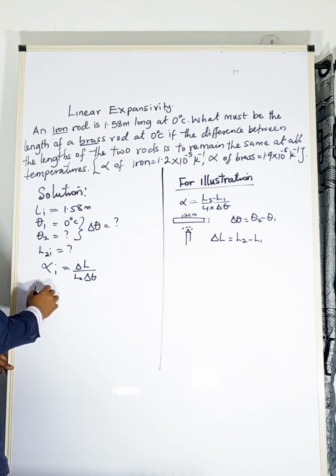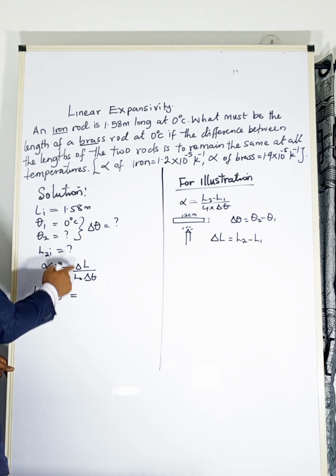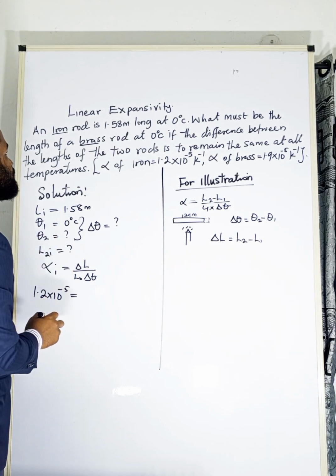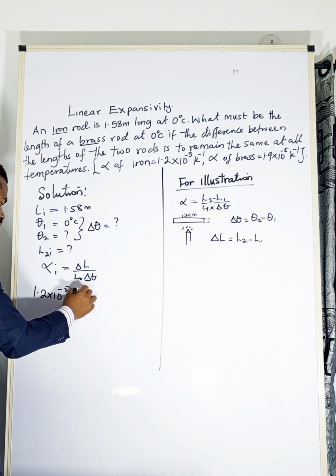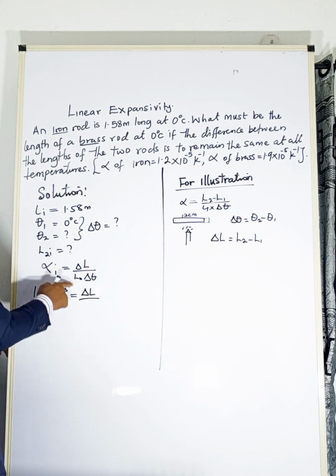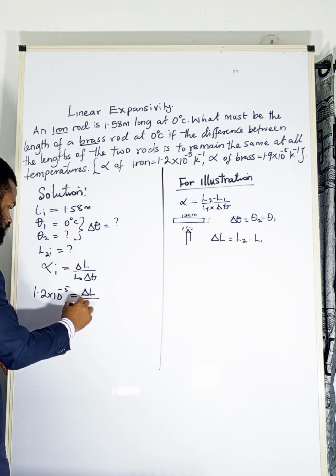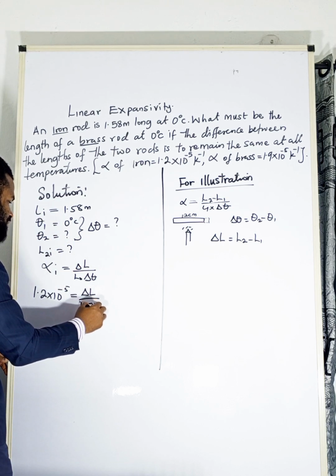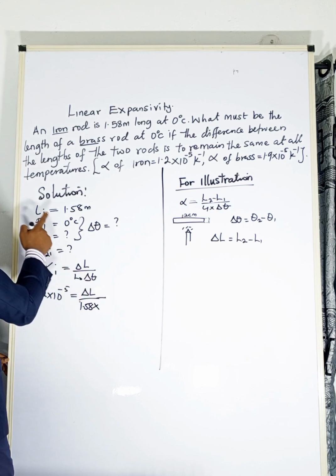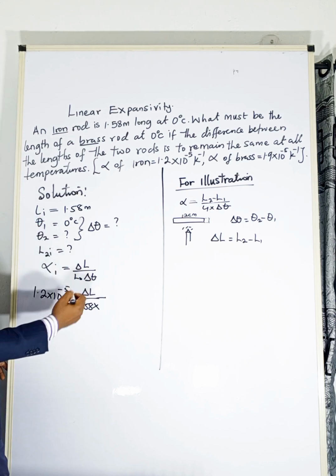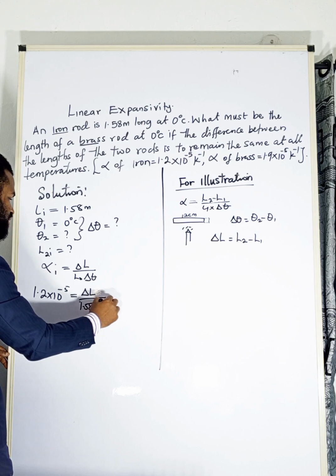We have 1.2 times 10 raised to the power minus 5 is equal to the change in length. I don't know the change in length, so I'm going to put the change in length all over the original length of the iron, that is the length before the heating is applied, which is 1.58. I'm going to put 1.58 times the change in temperature for iron. I still don't know it, so I'm going to keep it as change in temperature.